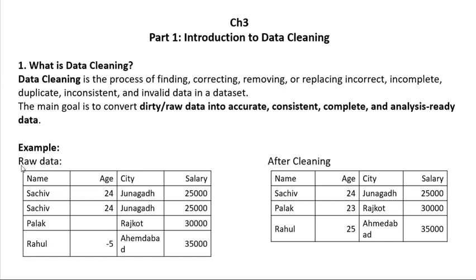For example, raw data shows names, age, cities and salary, and the same data is repeated, and the age is not given, and a minus age is given. After cleaning, the duplicate data is removed, the row where the age is not given is removed, and the minus age is changed and corrected.